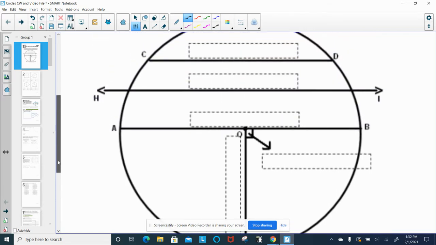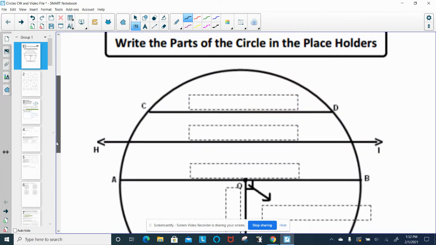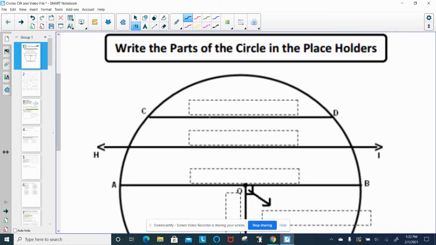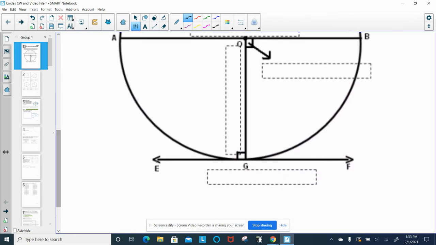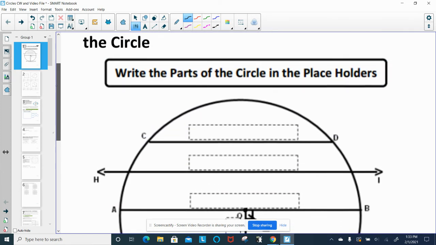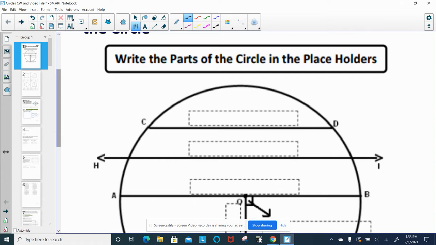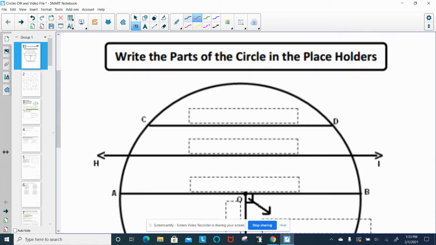As you can see, this first page of circles has line segments like CD or lines like line HI, intersecting or cutting through the circle. Here we have another line EF. So we're going to take just a minute and label these. These have some vocabulary that you may have heard and you may not have heard in the past.